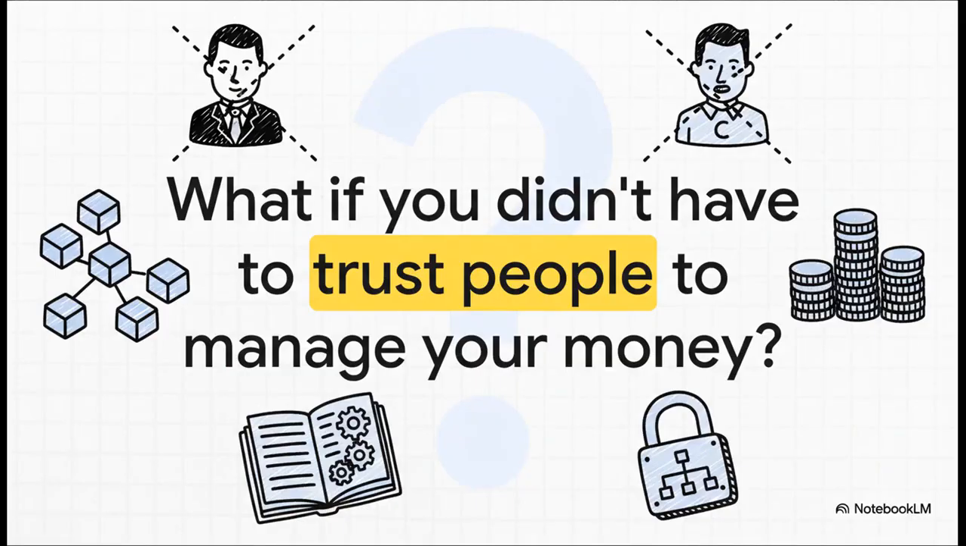So, let me ask you this. What if you didn't have to trust people to manage your money? Seriously. Imagine a financial system that doesn't hang on the promises of bankers or the whims of CEOs. What if, instead, it just ran on a set of rules that were completely out in the open for everyone to see, and that no single person could just change on a whim? That's the rabbit hole we're going down today.